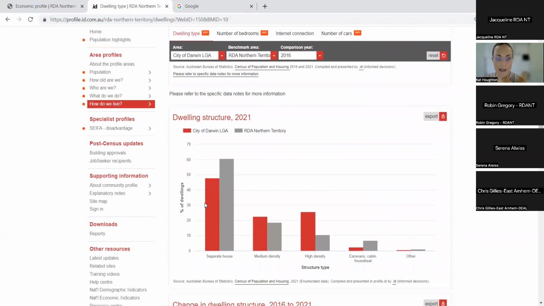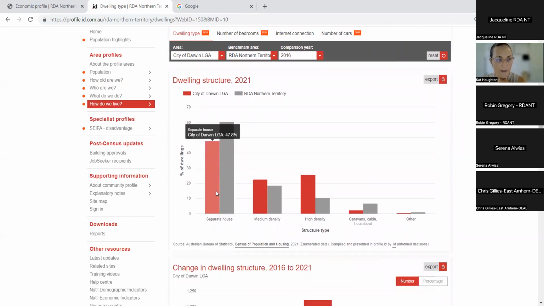And we can see here mainly separate house, but not as much as the rest of the Northern Territory. So we're a little bit different in Darwin because we have this mix of medium density and we have this mix of high density. So interesting that we roll from separate house, and then our next greatest amount of housing is our high density, very reflective of a tourist community as well.